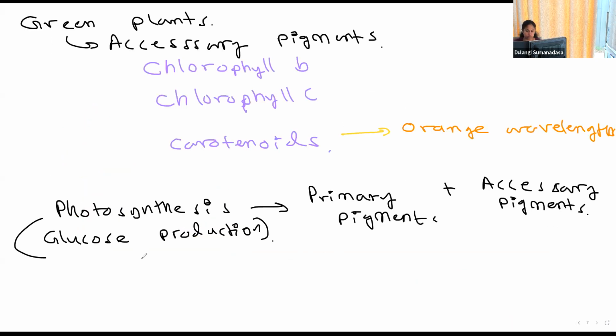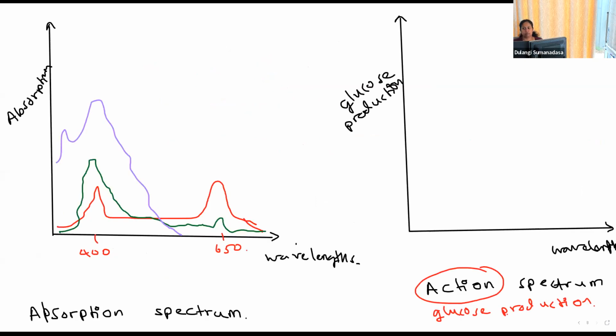Right, so this one, the glucose production is the action. When it comes to the action spectrum, because of the absorption happening at individual wavelengths by different pigments, every single pigment is going to contribute to the final glucose output, right? They absorb at different wavelengths and contribute to the final glucose production. So for the action spectrum, you just combine everything and only draw one line, right?